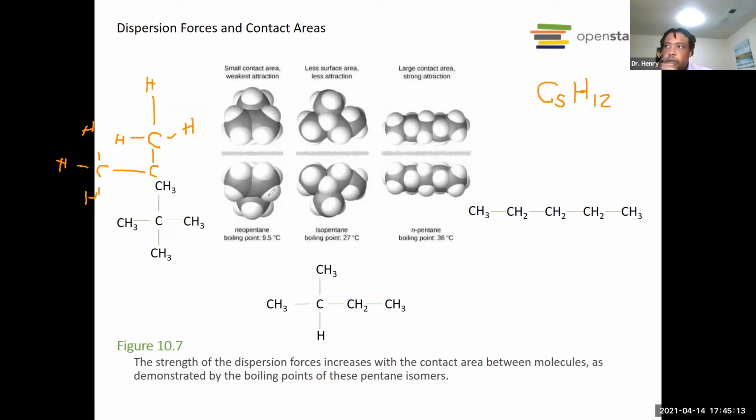Okay. And then as we linearize this, you just have a long chain of carbons surrounded by those hydrogens. You have more areas to contact. So if you have molecules of the same thing, they're going to be able to interact more with the one that has more area to contact compared to the one that has less area to contact. Does that make sense?